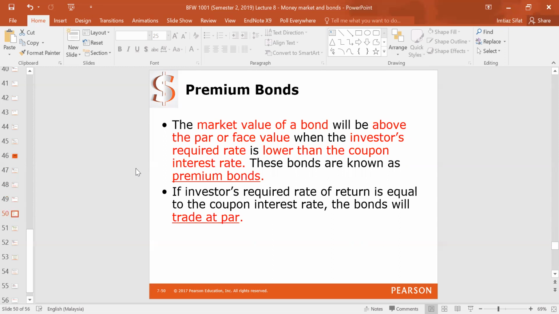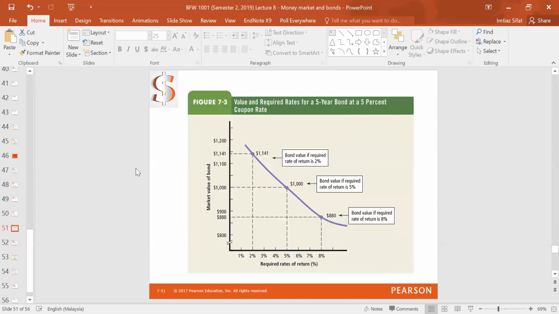This relationship can be understood by the visualization provided to you on your screen. The middle point is a par bond. The bond on the left-hand side is a premium bond, because the company is offering a 5% coupon rate, but investors only require 2%. So, of course, it's a more attractive bond. Investors are happy with 2%, but the company is giving them a lot more. So the investors would be willing to pay extra to avail of that bond.